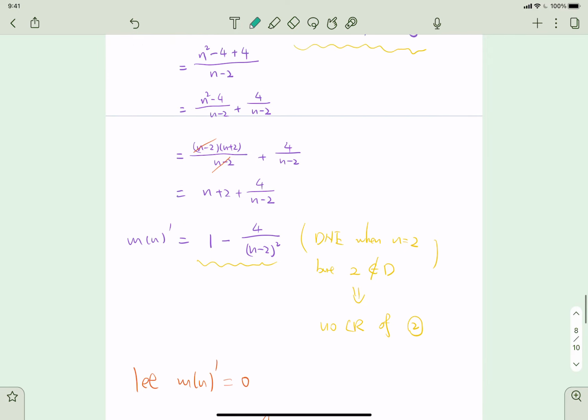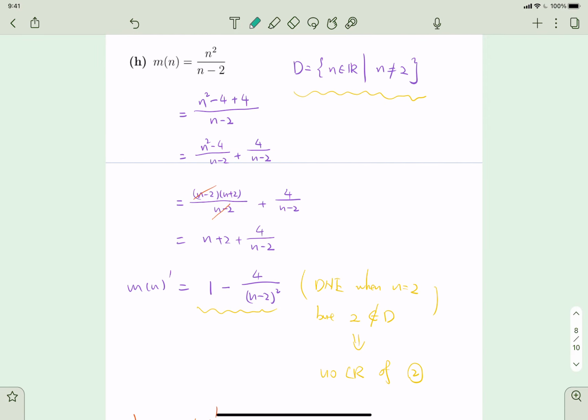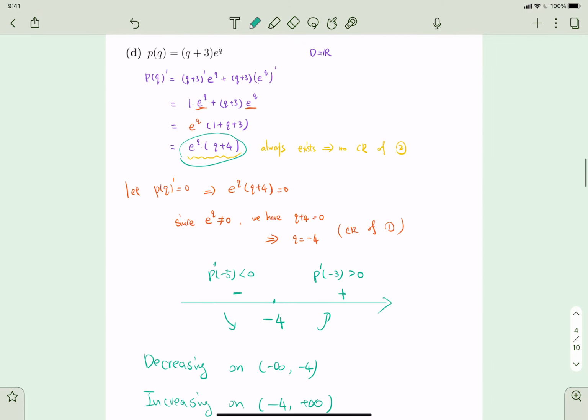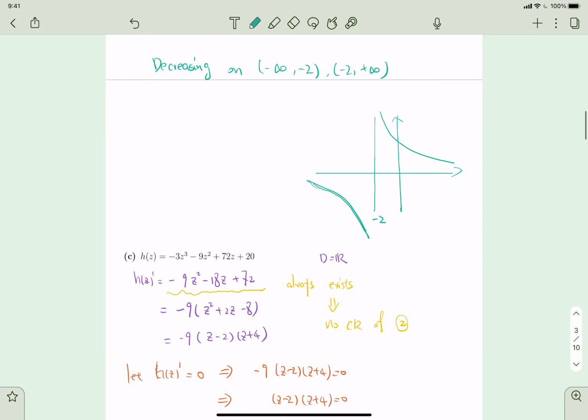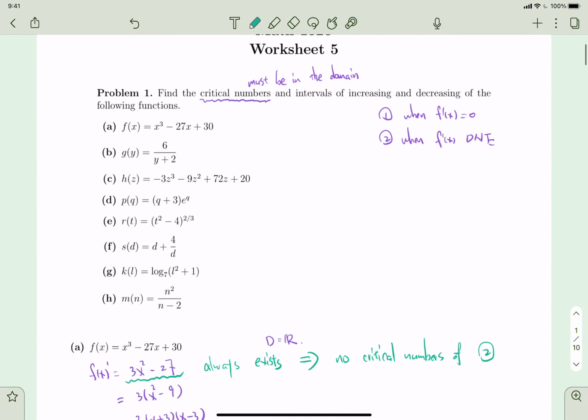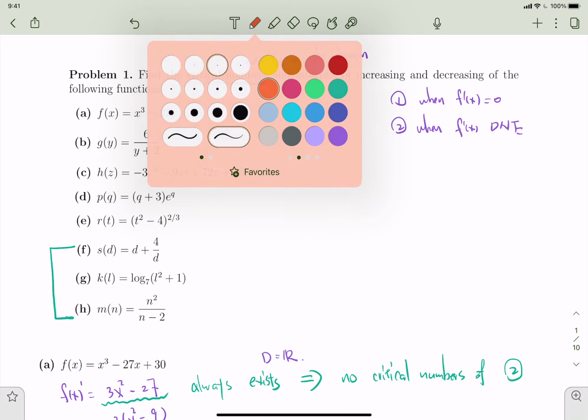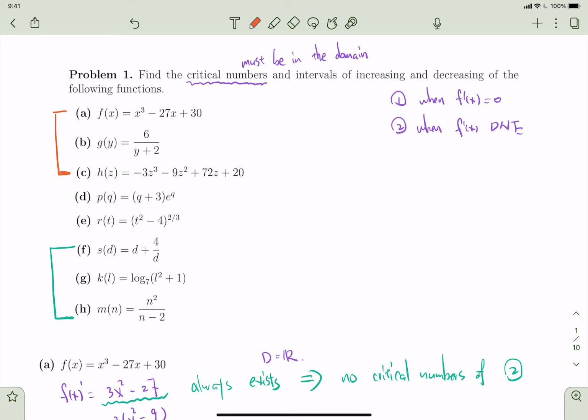The last question actually is similar to which question? The question H, right? Do you see the derivative here? Is similar to the question F, right? So these questions are similar, and these questions are similar, right? And yeah, that's it. And this question is kind of a little bit tricky, a little bit special, right? But this question is similar to this one.